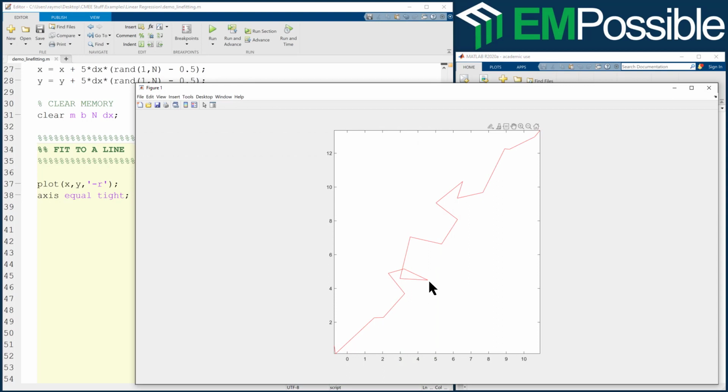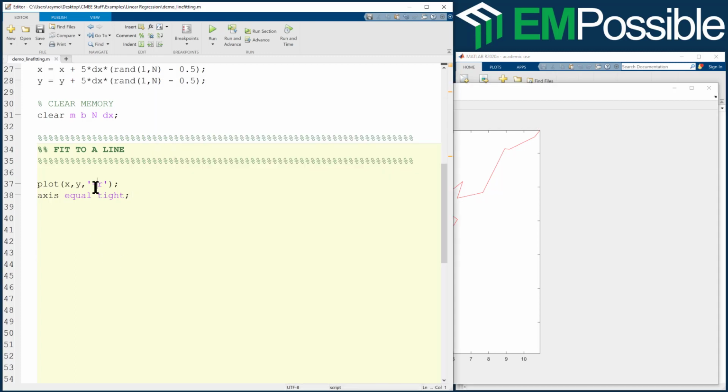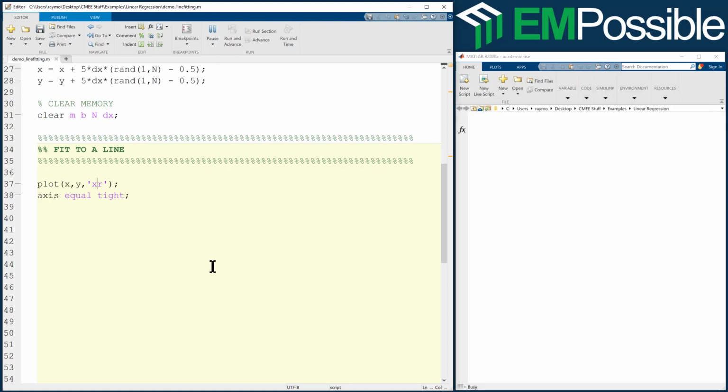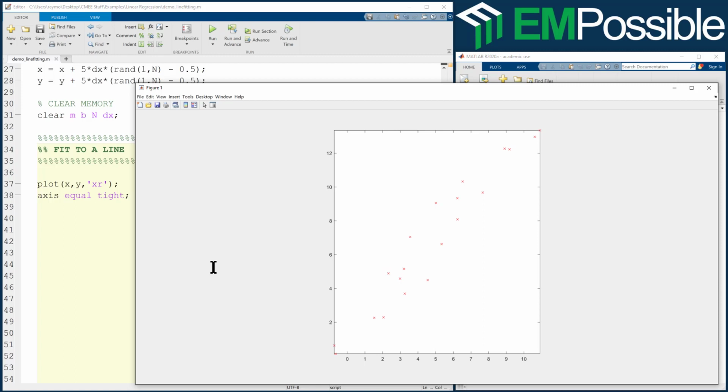Well, look at that line. We even have a loop in it. Well, that looks absolutely crazy. And that's because we should not be connecting random points with a line. We should just draw them as discrete points. So let's look at these with discrete X's. So that'll just plot discrete X's and not connect them with a line. Now that is much more representative of a bunch of random points that just generally fall along some line. And this is what we want to fit our line to.